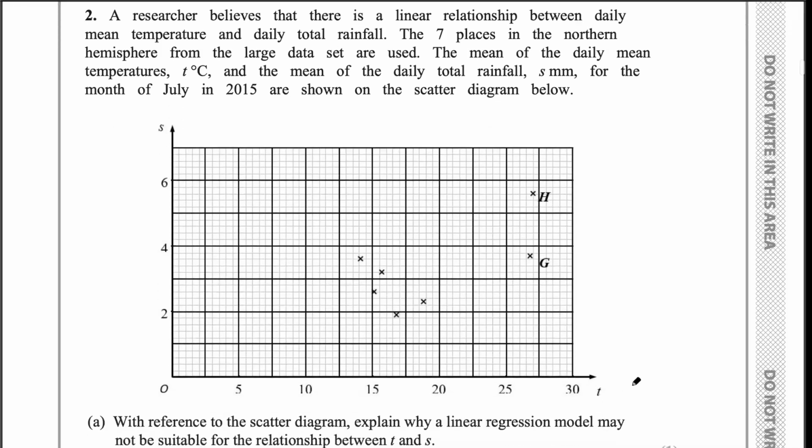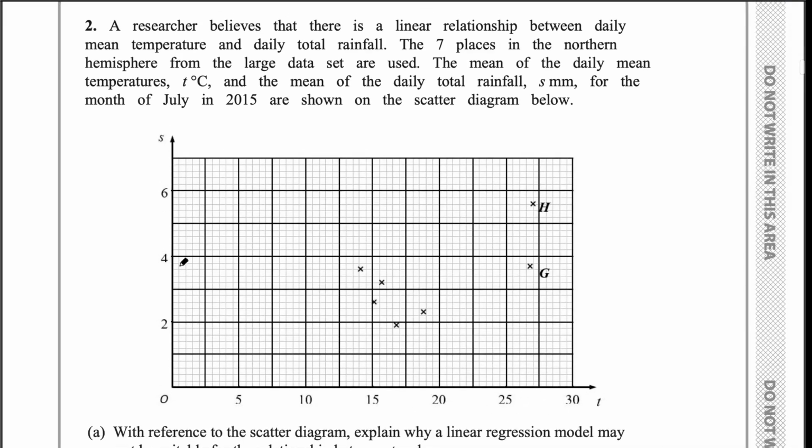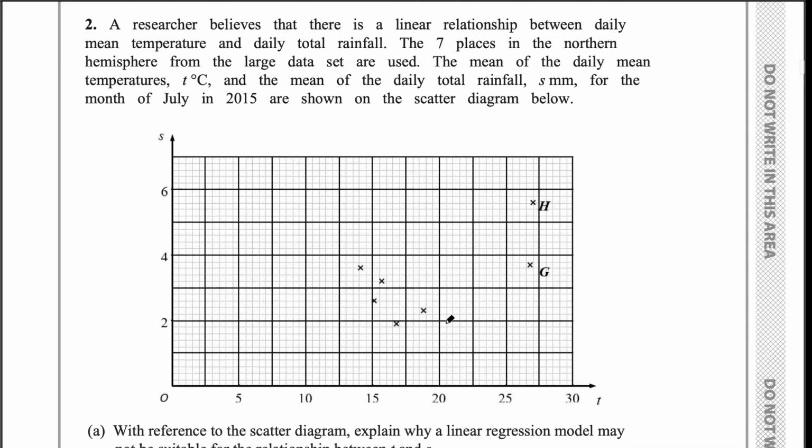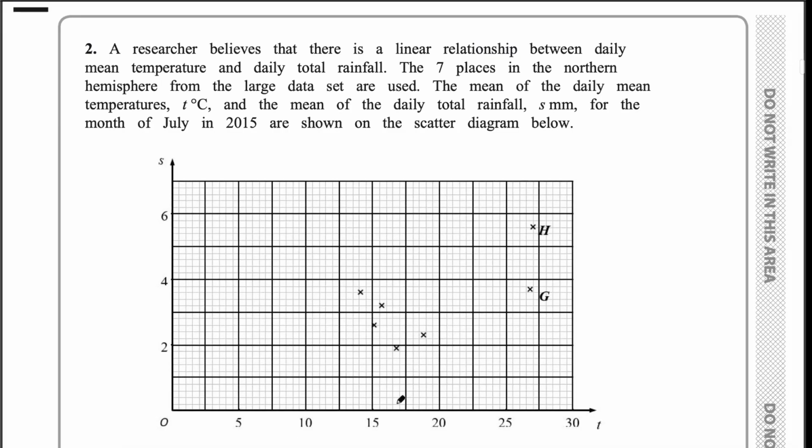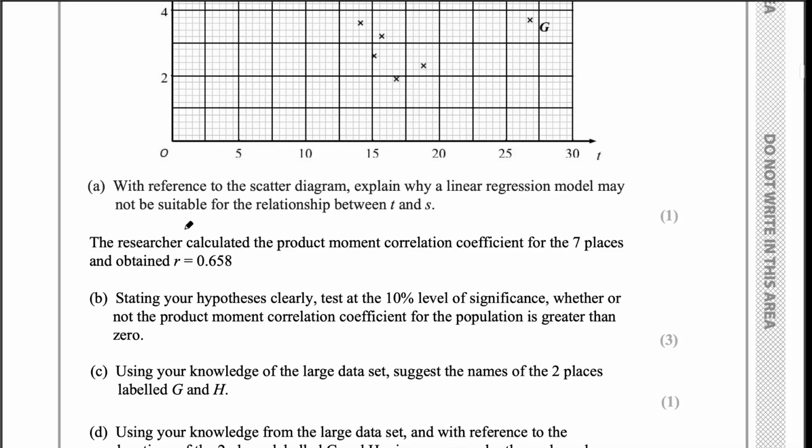Okay, so here's the temperatures and this is the rainfall, and we have 7 values from the month of July, and these 7 dots all represent the 7 places in the large data set. Okay, so part A says, with reference to the scatter diagram, explain why a linear regression model may not be suitable for the relationship between T and S.